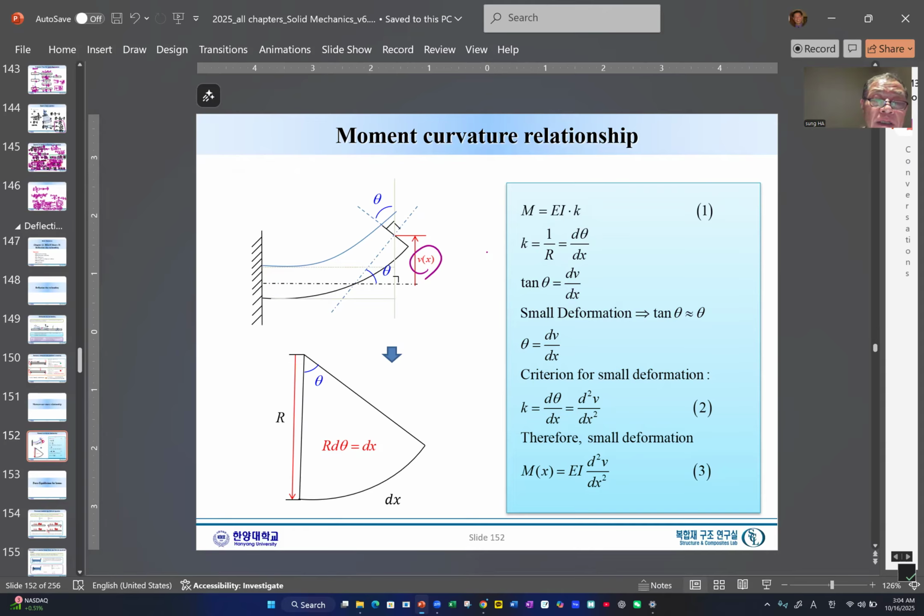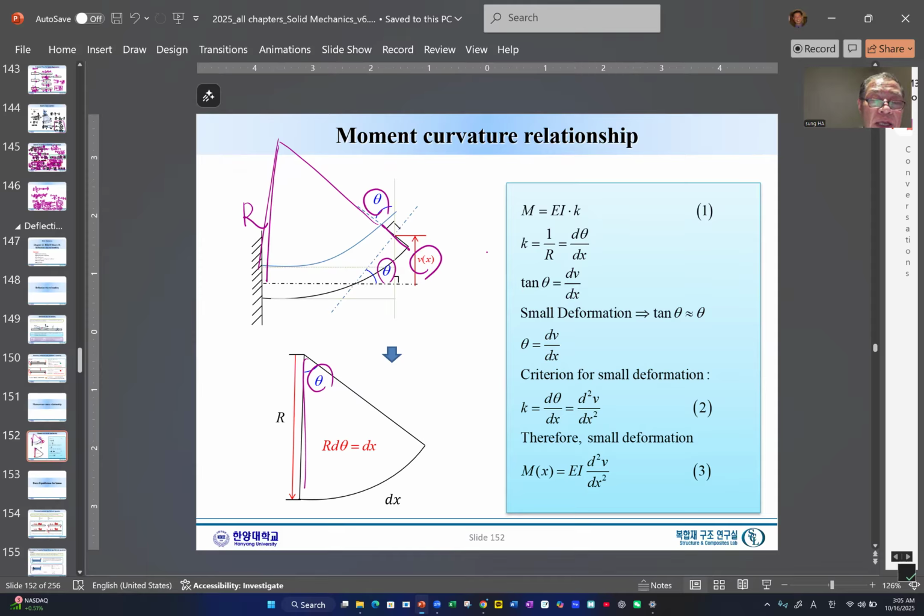See the deflection V(x), and then this is theta and this is theta. We already considered that. Now this theta, see R d theta, R is simply like this, and d theta.